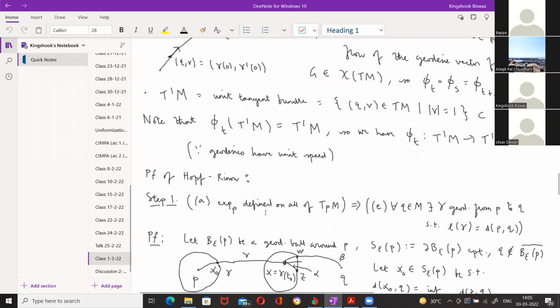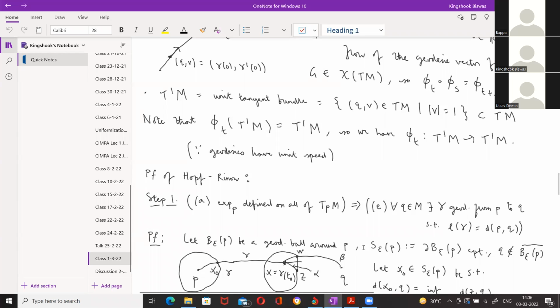If the exponential map is defined on all of T_P M, then this is saying that the exponential map is surjective. If it is defined everywhere, then it is necessarily surjective. Not only is it surjective, but the image contains a geodesic which is length minimizing for each point in the manifold. That means there is a shortest length curve from P to Q for each point Q in the manifold.